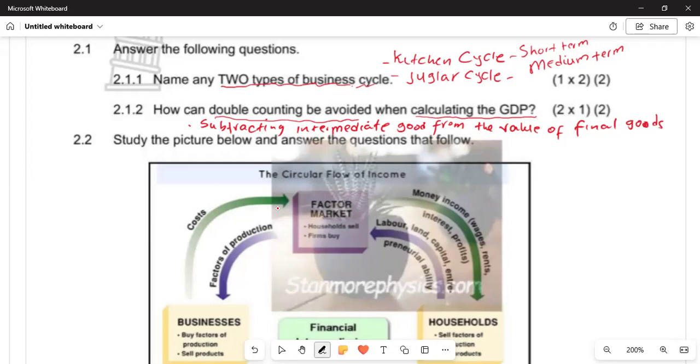That is that. Also, we can count only final production in each sector. That is where we are saying counting only final production in each sector.